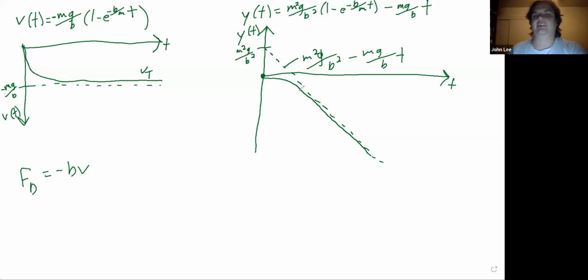That means it's always going to be some delta y, some m squared g over b squared, higher than it would be if it was just falling at v terminal at a constant speed the entire time. So what this looks like, I think, is this solid line in the y of t graph, which is approaching the dashed line, which is our limiting factor.